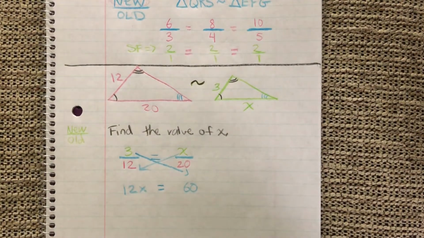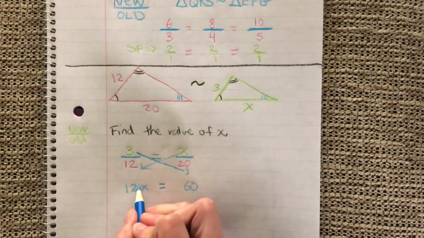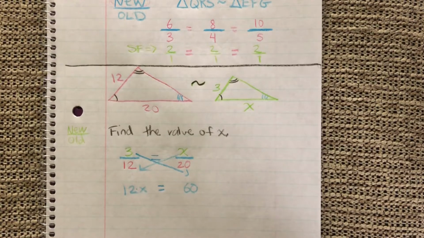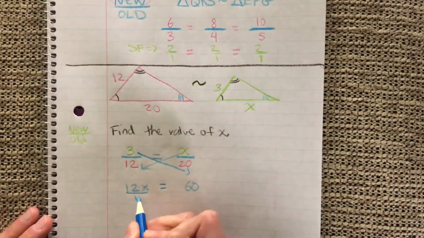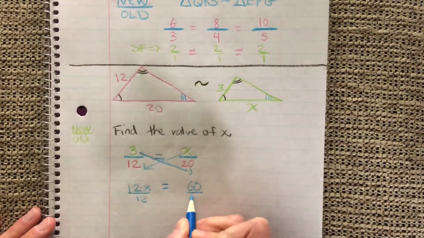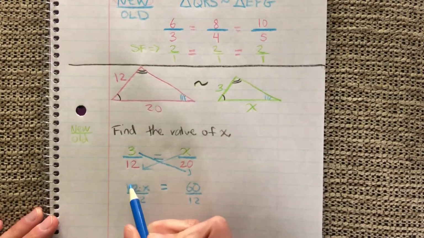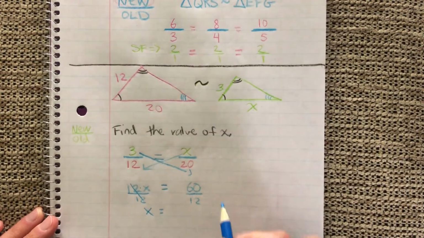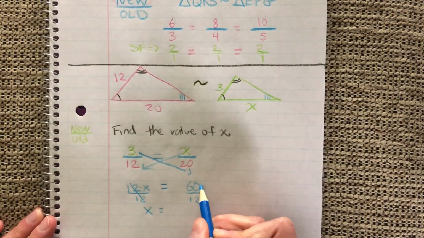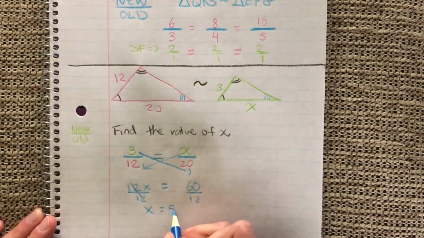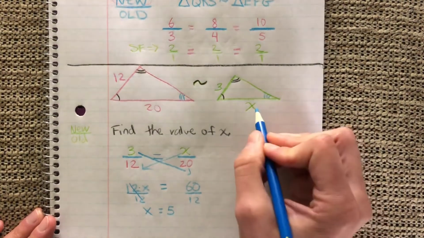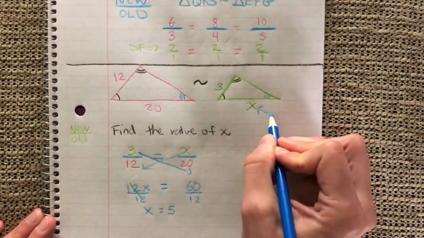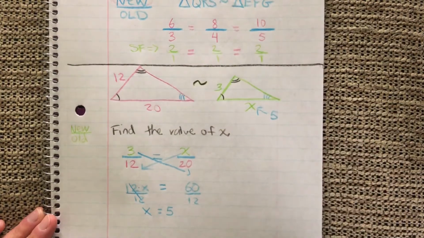And when I get down to here, I'm actually going to use inverse operations. If 12 is attached to x by multiplication, then the inverse operation would be to divide by 12 on both sides of my equation. Well, 12 divided by 12 will leave me with 1x, which is what I'd like. And then if I take a look here, 60 divided by 12 is 5. So I know that this missing side is 5 units.